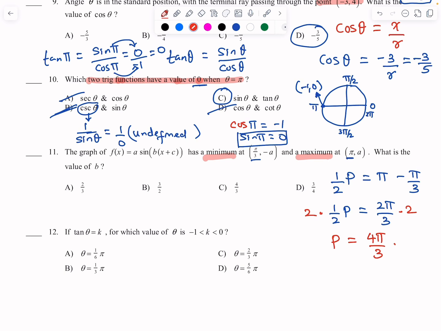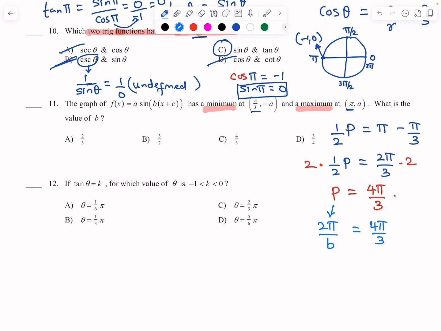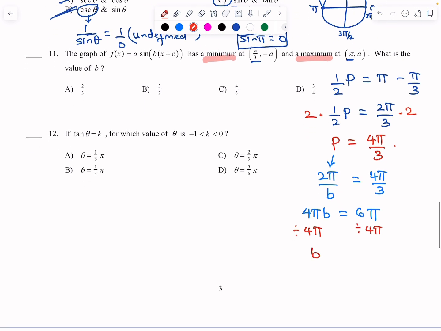But now the question wants us to find B. And I also know that this P is the same thing as 2 pi over B, which is equal to 4 pi over 3. That's what I know too. Now I can decide to cross multiply. If I cross multiply, I have 4 pi B is equal to 6 pi. Then I divide both sides by 4 pi, and what do you have? Your B is equal to 6 pi divided by 4 pi.